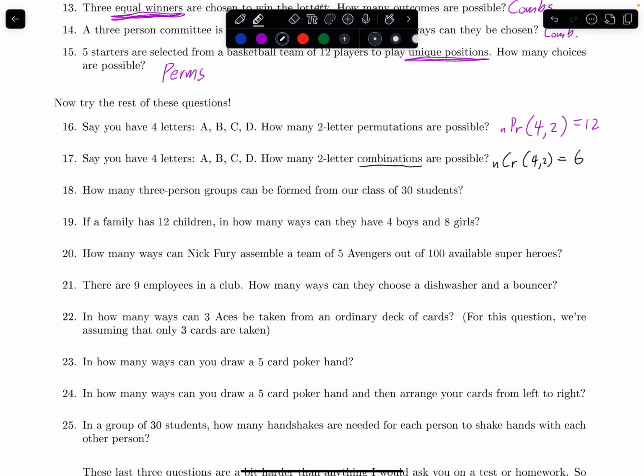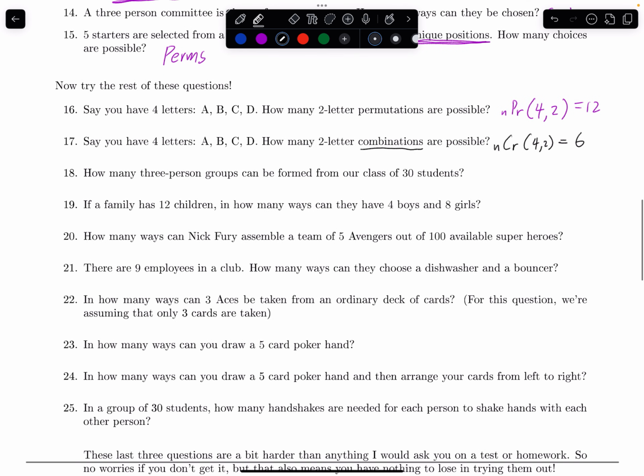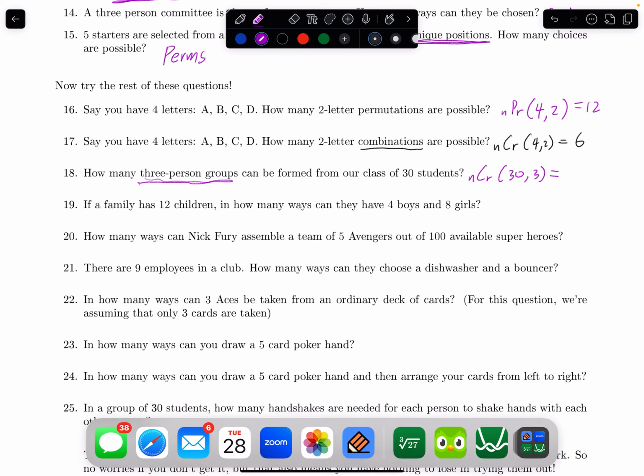So 6, sweet. 18, how many 3-person groups can be formed from our class of 30 students? So notice just 3-person groups. Doesn't specify positions or ranks or anything. So that means it's going to be a combination, nCr, 30 comma 3. Guys, as always, make sure you're trying these on your own before you confirm with my answers. 30, comma 3.